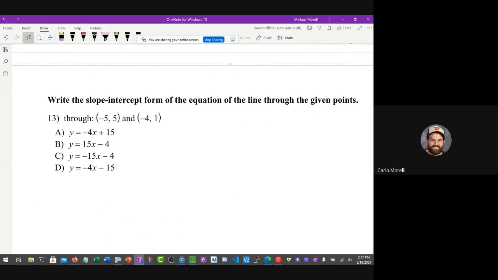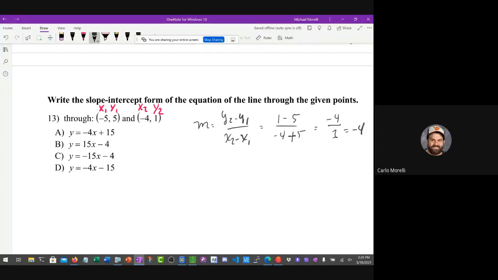Now it's giving us 2 points, so we need to label x1, y1, x2, y2. Now we have to compute the slope. Remember, slope m equals y2 minus y1 over x2 minus x1. Just plug in your numbers. That's 1 minus 5 over negative 4 minus negative 5. So negative 4 plus 5. That gives me negative 4 over positive 1. So my slope is negative 4.